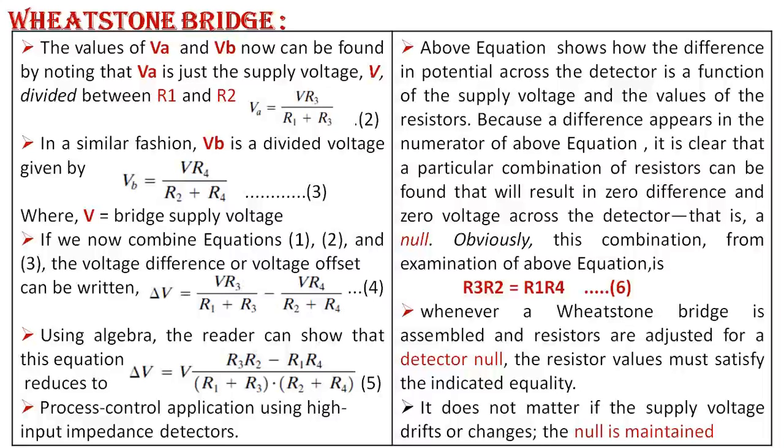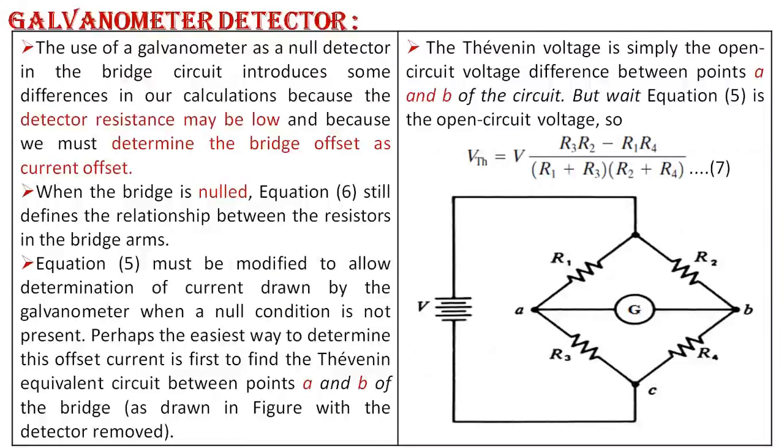Whenever a bridge is assembled and resistors are adjusted for a detector null, the resistor value must satisfy the indicated equality. It does not matter if the supply voltage drifts or changes, the null is met. Next one is the galvanometer detector used in a Wheatstone bridge.